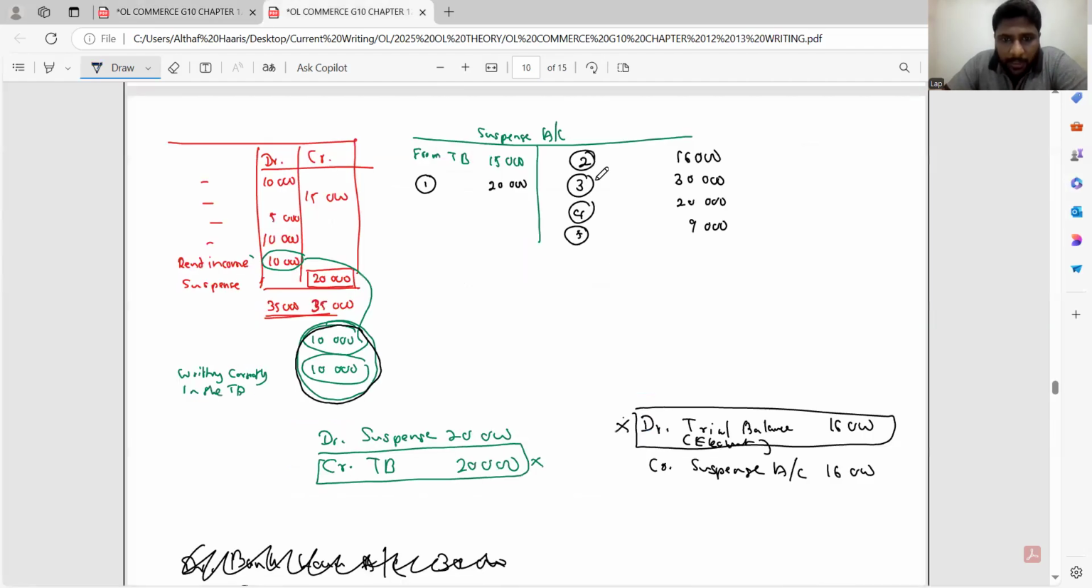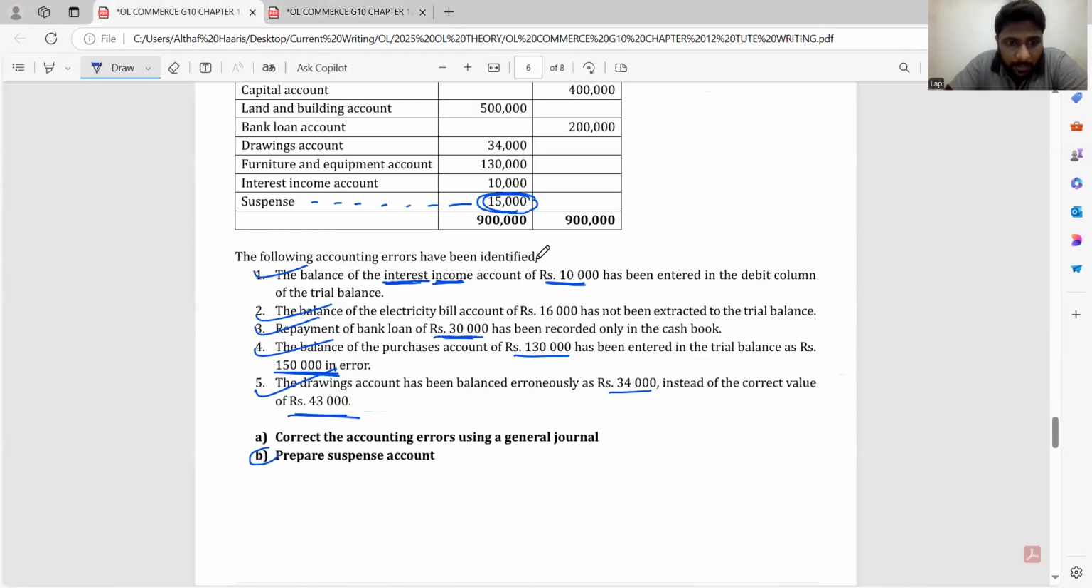So let me take the balances 35,000, 50, 66, 16 plus 30 plus 20 plus 9. So there is a 40,000 gap. Let me check the fourth one.